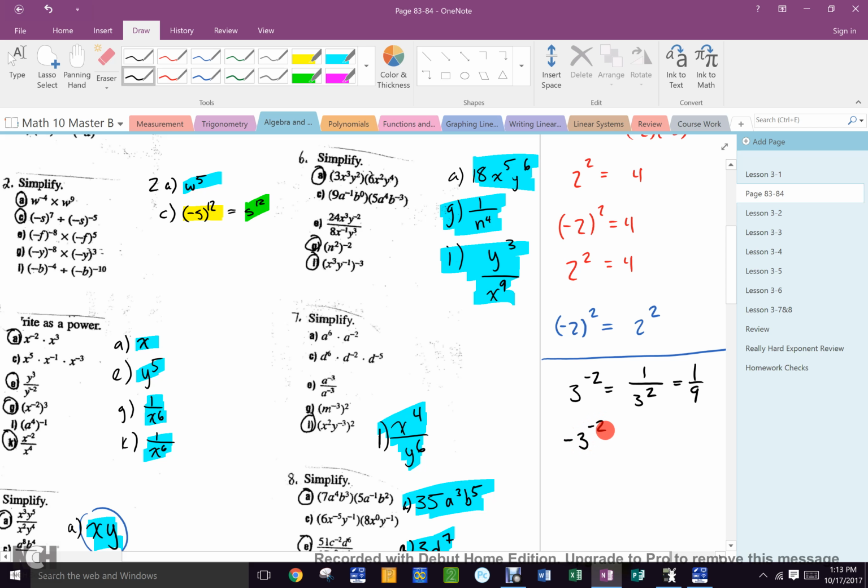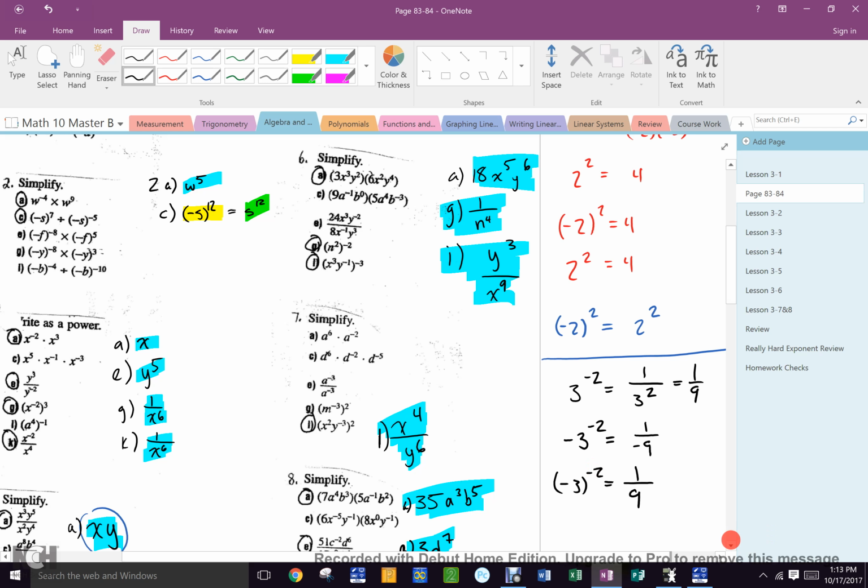Negative 3 to the negative 2. One over negative 9 is acceptable because the negative is not part of the base. What is this? One over positive 9, because in this case the negative is part of the base. Is everybody good there? Yeah?